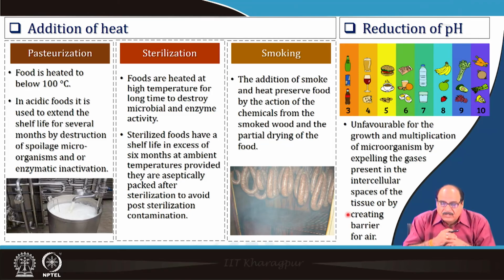Then smoking also, the addition of smoke and heat preserves the food by the action of chemicals from the smoked wood and the partial drying of the food. Then reduction of pH, that is unfavorable for the growth and multiplication of microorganisms. That pH, you can see here in the figure, is unfavorable at both extremes, this side or that side, extreme pH. Okay. This is done by expelling the gases present in the intracellular spaces of the tissue or by creating a barrier, so that pH is brought to the desired level which becomes unfavorable for growth.